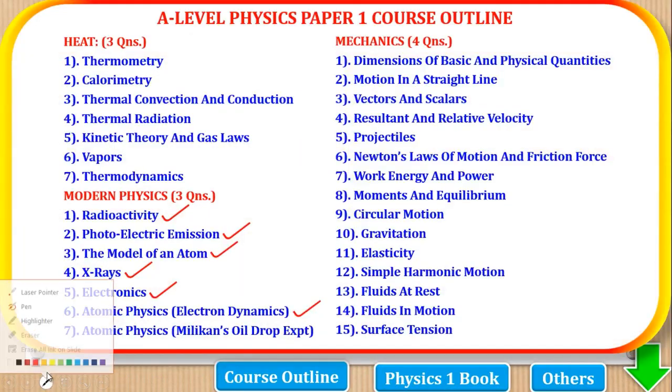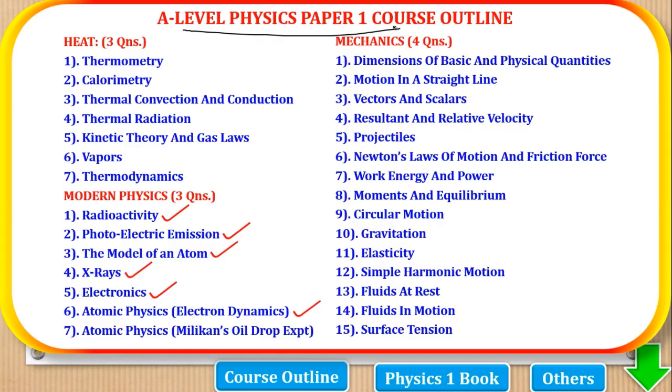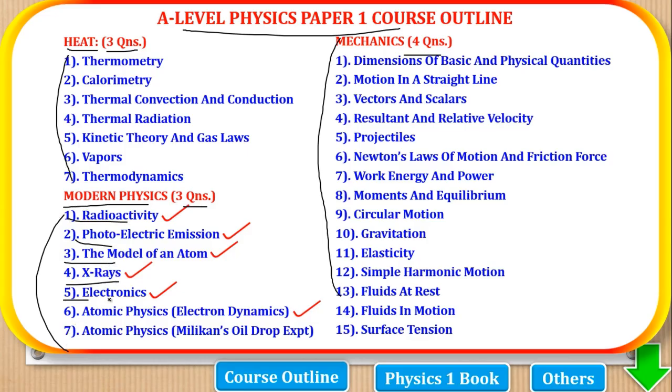So before we proceed, let's first look at the course outline of this paper. Physics Paper 1 is divided into 3 parts. The first part is mechanics, where 4 questions come from those topics. The second part is heat, where 3 questions come from these topics. And the third part is modern physics, where 3 questions come from these topics. So you already finished part 1, part 2, part 3, part 4, part 5, and now we are on part 6, which is atomic physics.